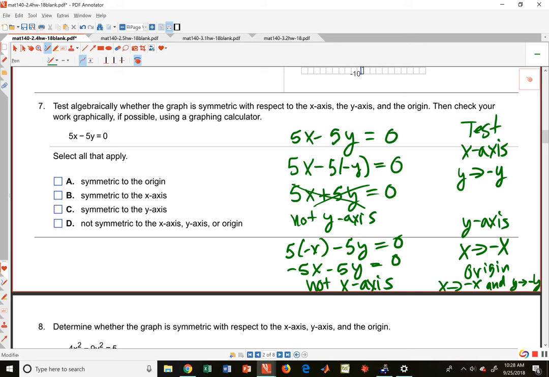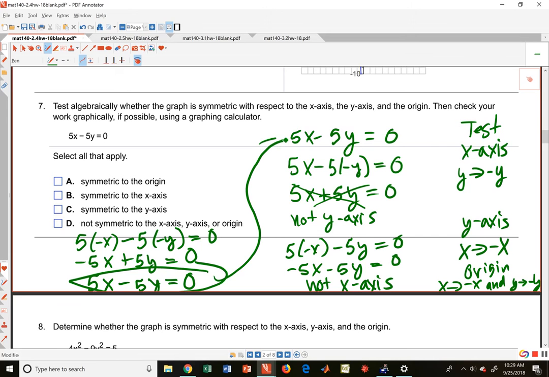But if we replace both, then we actually get something interesting here. That becomes 5 times negative x minus 5 times negative y. Now, it doesn't look like it's the same initially, but if you multiply through by a negative, we end up with 5x minus 5y, which is the same as the original. So we could say that this is symmetric about the origin. It's not obvious just by looking at it, but if you change both the x and the y by a negative, you're back to the original equation.